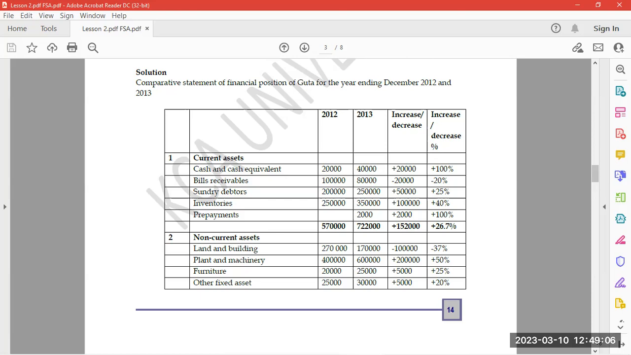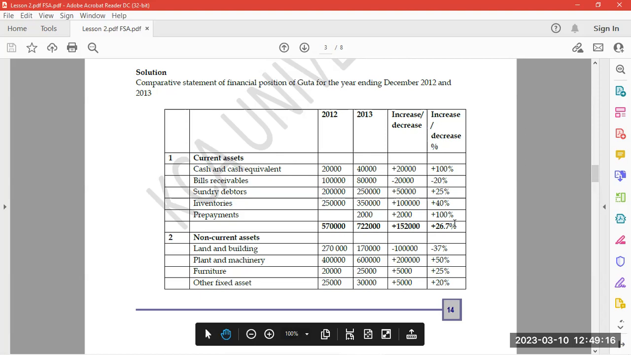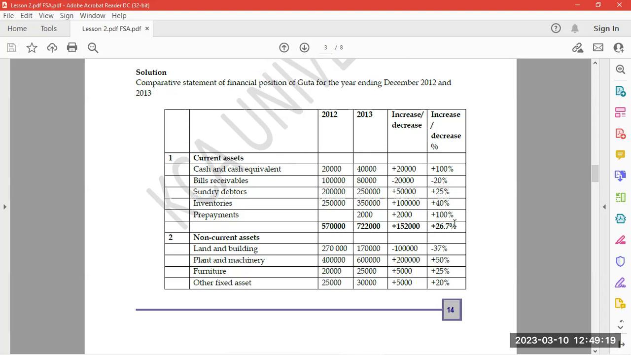The first one is cash and cash equivalent. Cash and cash equivalent in 2012 is 20,000 and in 2013 is 40,000. So 2013 is our current year, 2012 was our previous year. To know whether it is a decrease or an increase, you are going to take the current year, which is 2013 figures, minus the previous year's, which is 20,000, and that is 2012. So you are just going to get the difference between the current year and the previous year.